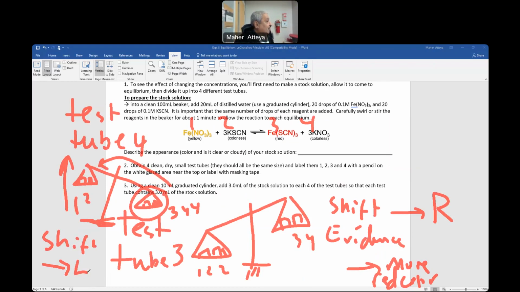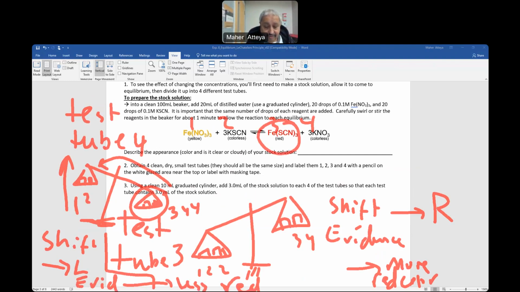So shift to the left. What evidence you will see? Less red color, correct? If you go to the right, that's more red color because of this. It's already red. If you go to the left, there will be less. So evidence: less red color. Make sense? That's the first part.